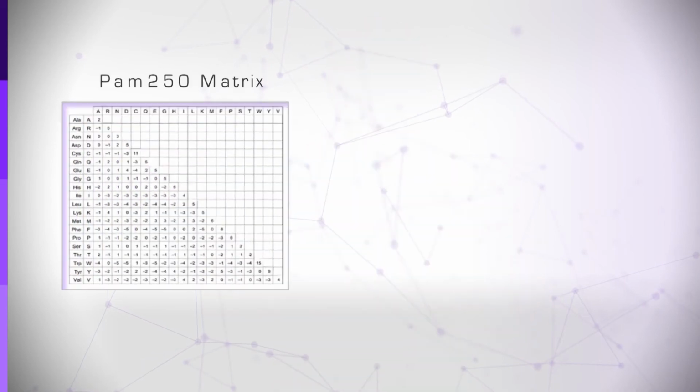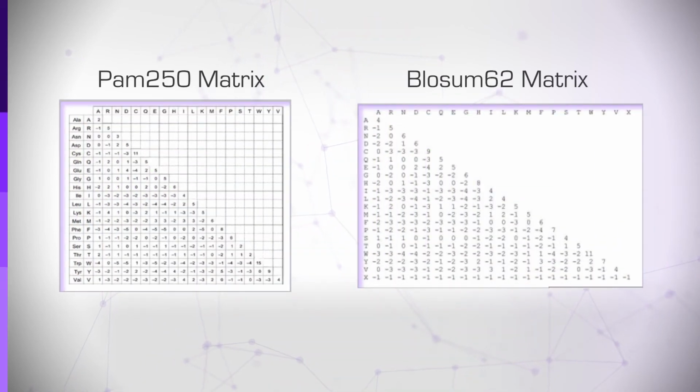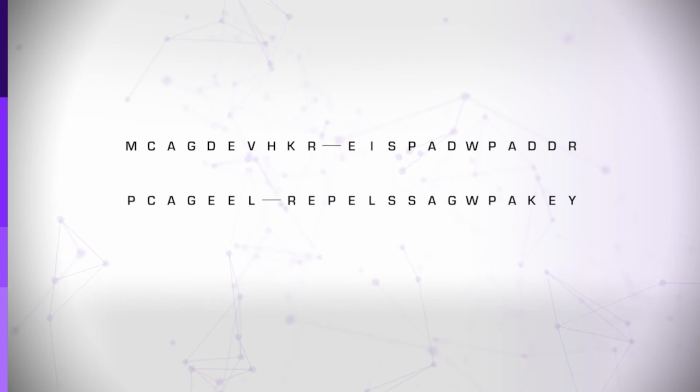There are two families of such tables, the PAM and the BLOSUM tables. They differ in the way the relevant data were collected and the values calculated. These tables can be used together with the alignment matrices that we described previously to achieve a more meaningful comparison. I hope that now the distinction between sequence identity and sequence similarity becomes clearer.